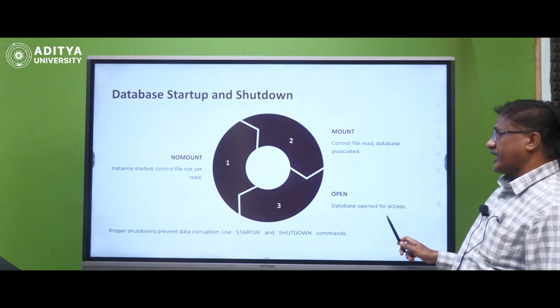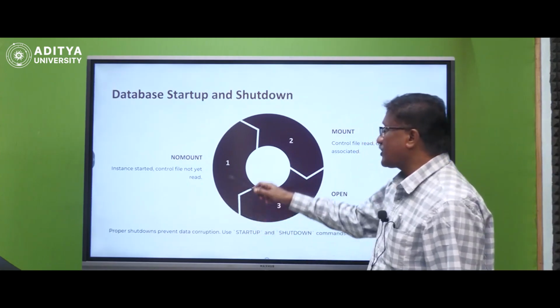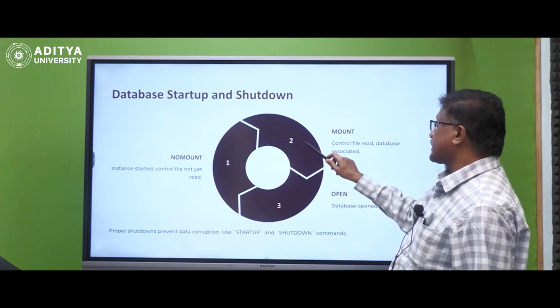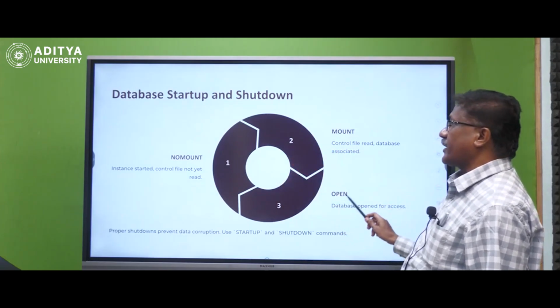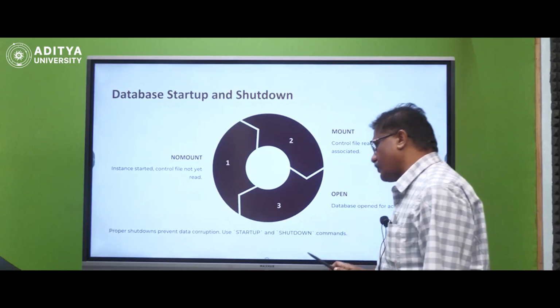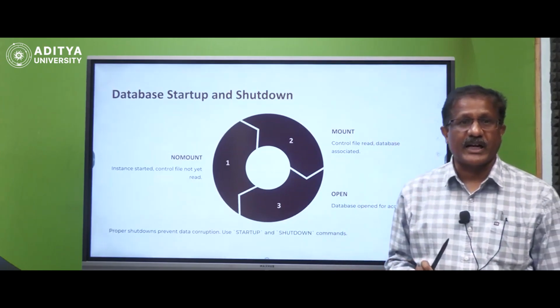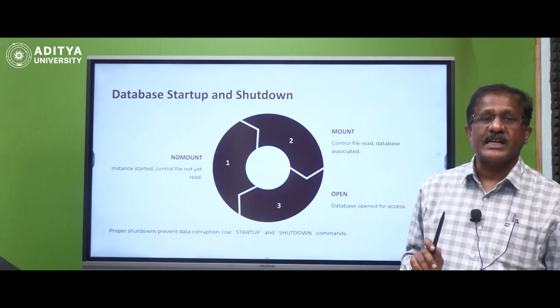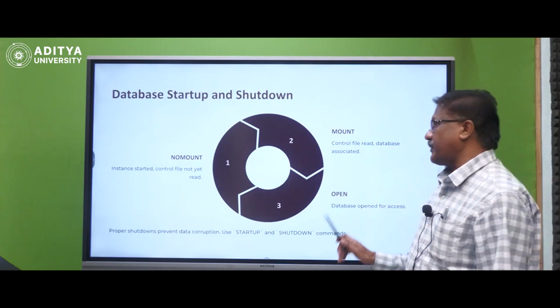All those things, three parts: the first one NOMOUNT, the second one MOUNT, the third one OPEN. That is the database startup and shutdown process. Proper shutdown is needed to prevent data corruption, because data corruption is one of the problems associated with databases if not handled properly.